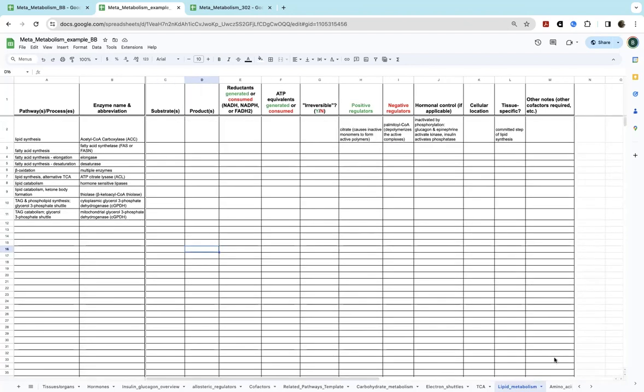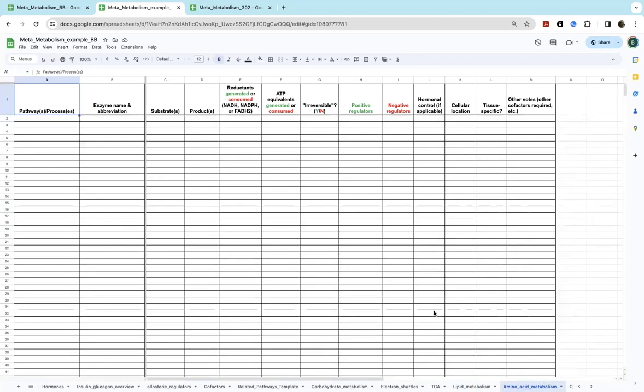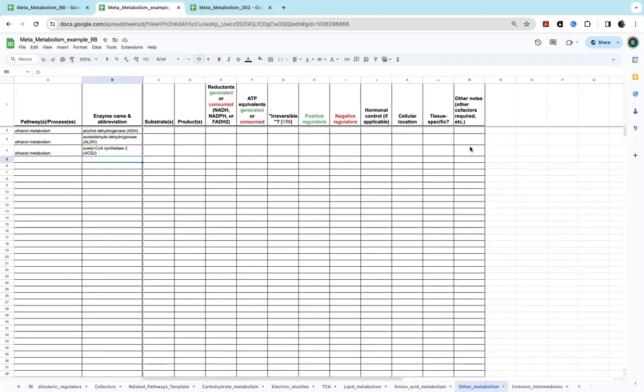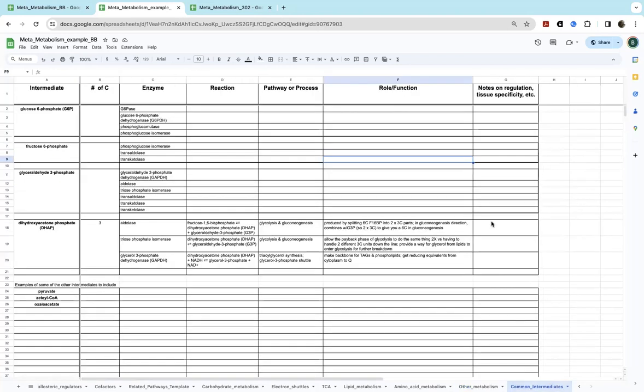Then we'll get into lipid metabolism. That one's a little more complicated because there are multiple enzymes and stuff. I just put some of the key ones that I want my students to focus on, the major ones and the major regulated steps. And then we'll talk about amino acid metabolism. We'll talk a little bit about some other metabolism. This is the doesn't-fit-anywhere-else tab, so things like ethanol metabolism. And then we'll look at how they are all interconnected.